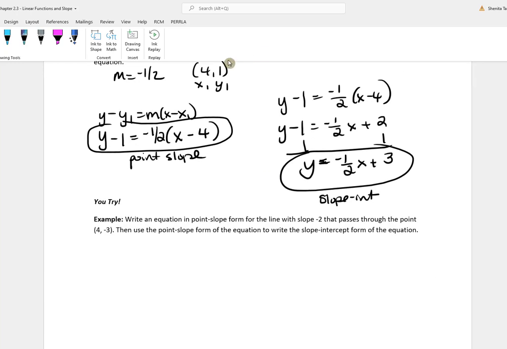The next problem is a U-try problem. I'll give you both answers. That's point slope. This is slope intercept.